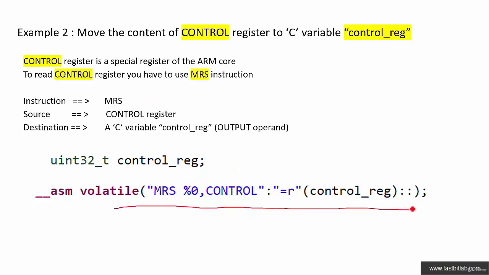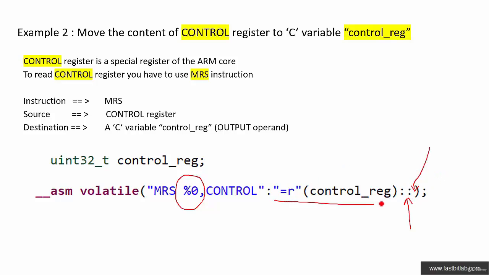The inline assembly looks something like this. This is a code section, and here this is a destination indexed by 0. This will be replaced by the first operand. We don't have any input operand, so this is empty, and we don't have any clobber list. This is empty. We have only output operand. This is a C variable control reg, and here we use the constraint string.